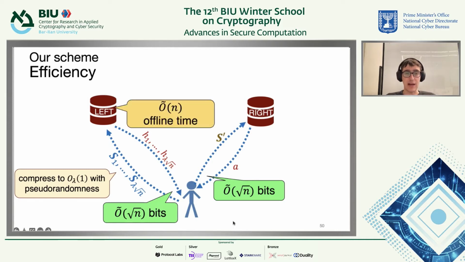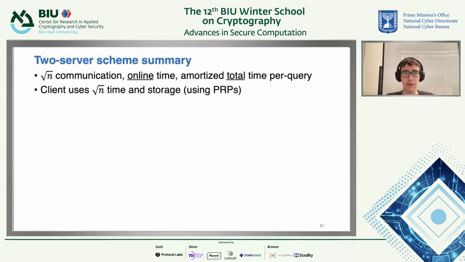In terms of the server time, well, in the offline phase, the left server needs to process the entire collection. There are lambda square root n sets, each of size square root of n. So overall, we get a quasi-linear offline time for the server. And then in the online phase, the server just needs to process a single set. So we get roughly square root n running time. So that's the basic two server scheme.